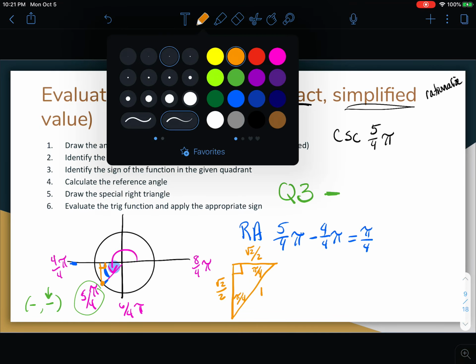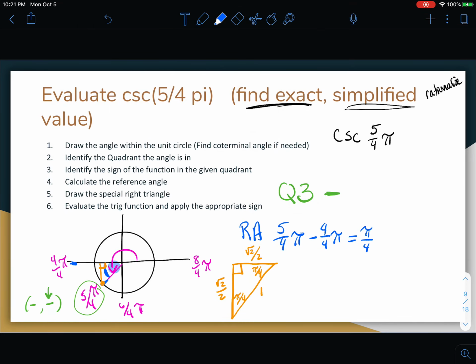So if we were thinking about this angle and we wanted to find the cosecant of this angle, remember, sine is the opposite over the hypotenuse. So cosecant of pi over 4 is 1 over radical 2 over 2. Now we can't leave it like this. We want to clean this up.